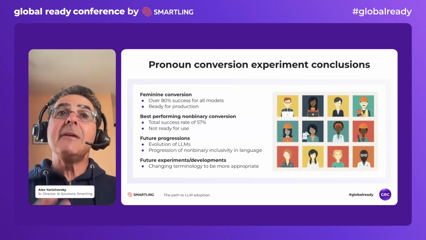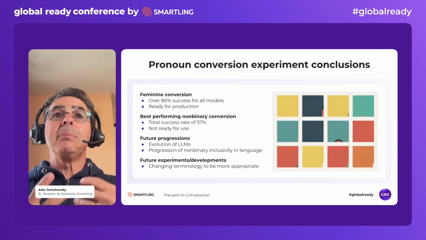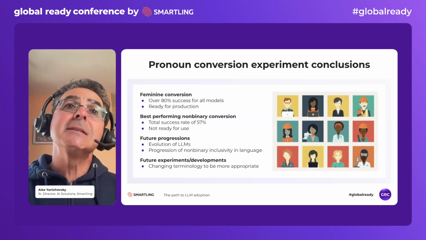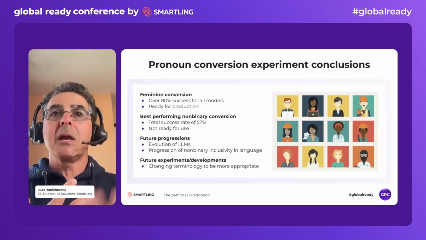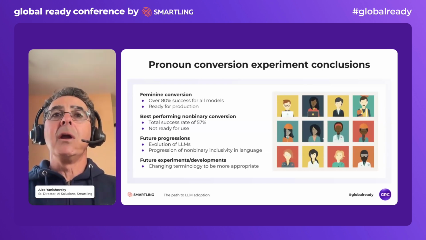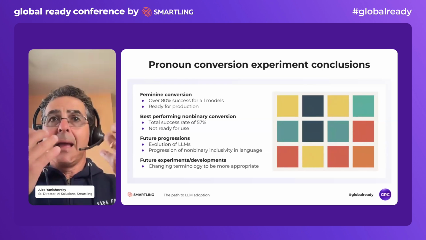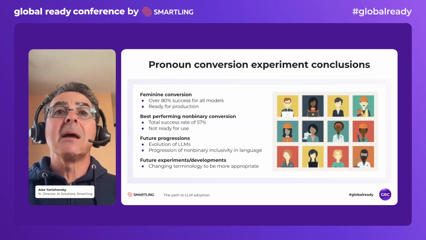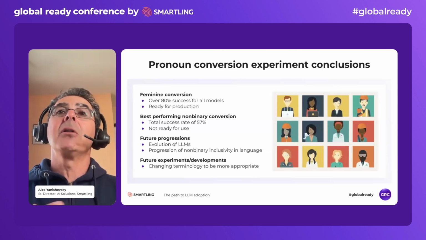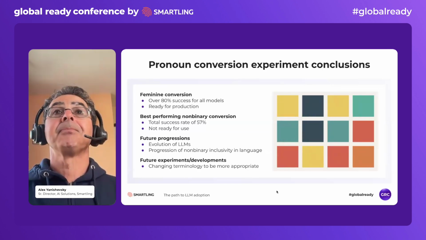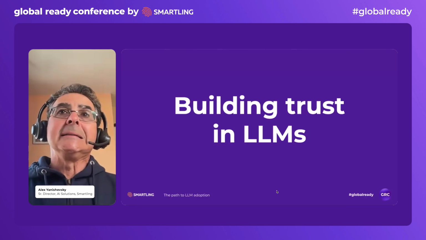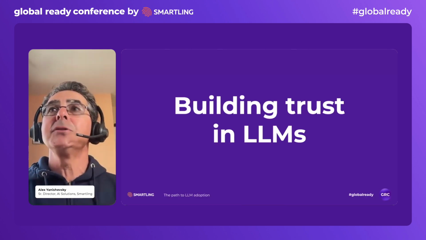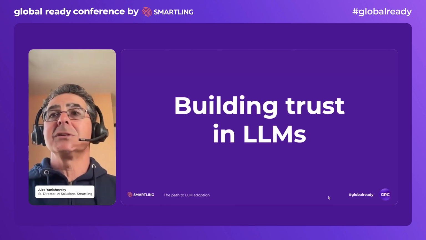However, where we see a future progression for this is we believe that large language models will continue to get better, and we expect that we're going to see a much better way to deal with non-binary forms and include them in the language transformation. So other experiments that we're working on is changing the terminology to be more appropriate. So now I'm going to go back to Jason, and he's going to talk a little bit about building trust in large language models and reducing hallucinations.